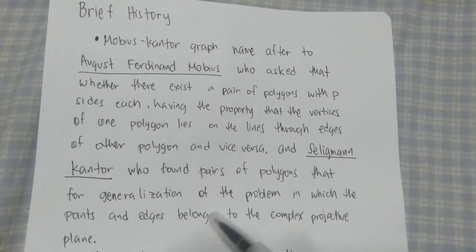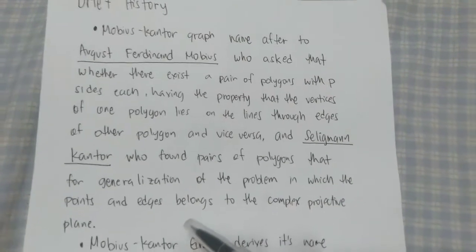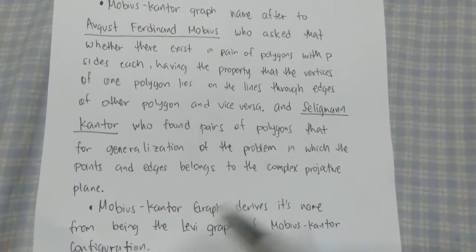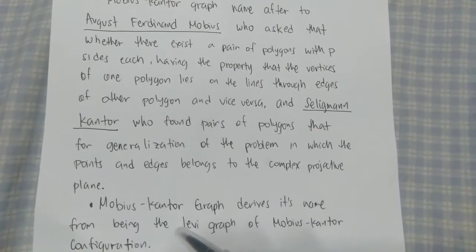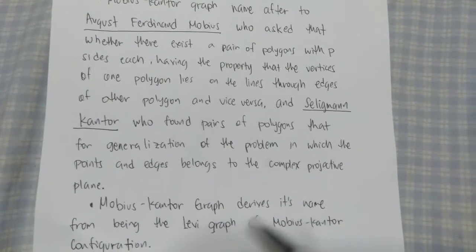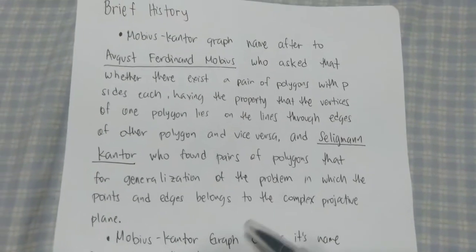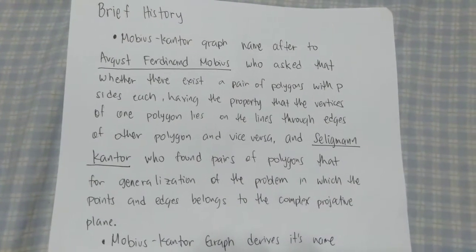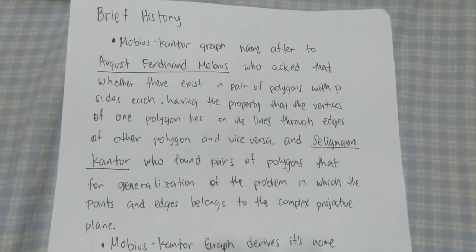are a generalization of the problem in which the points and edges belong to the complex projective plane. So, the Möbius-Kantor graph derives its name from being the Levi graph of the Möbius-Kantor configuration. So, this is the brief history of the Möbius-Kantor configuration.